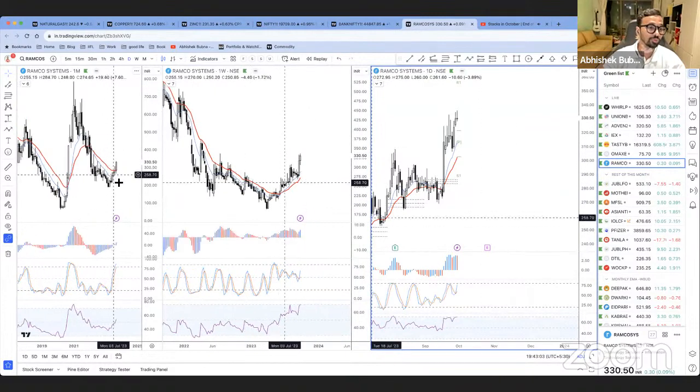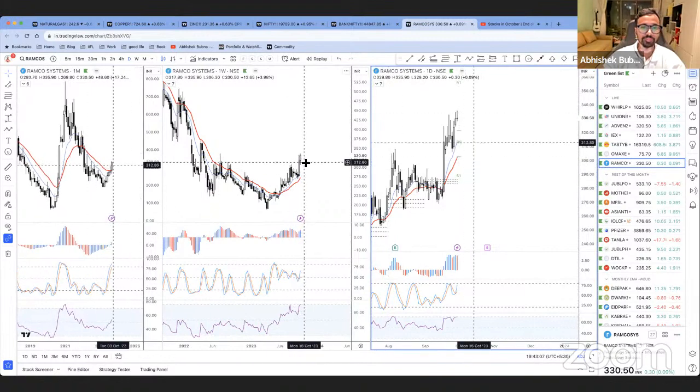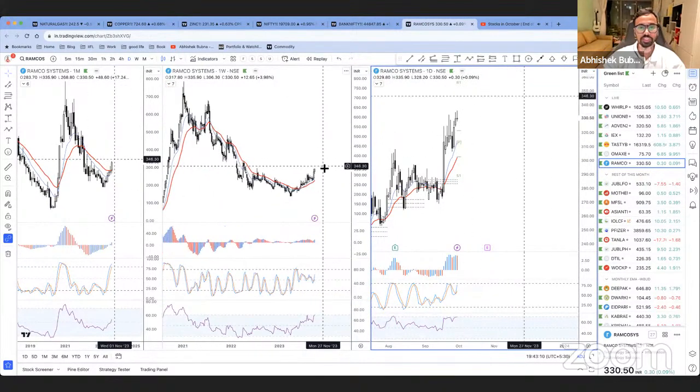Sorry, not Ramco Cements, Ramco Systems. Ramco Systems has a monthly bullish divergence. ज़्यादा अभी तक movement आया नहीं है. So if it continues to go up, this is something that you're going to look at.